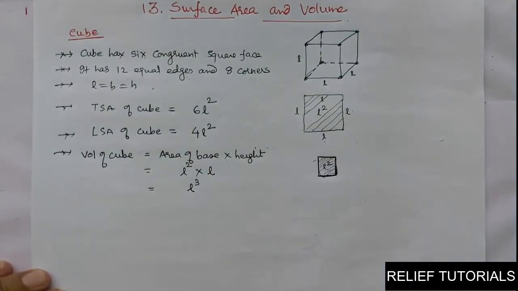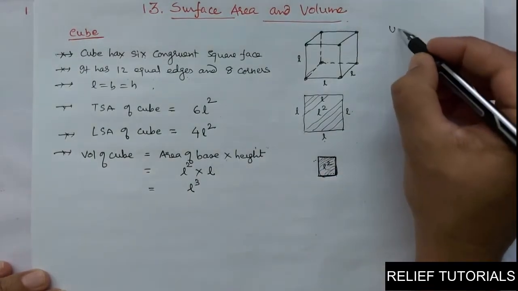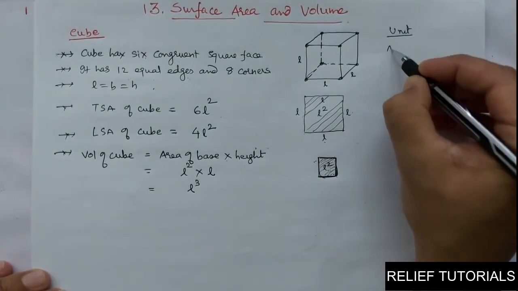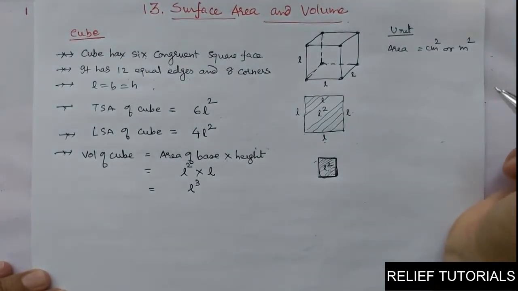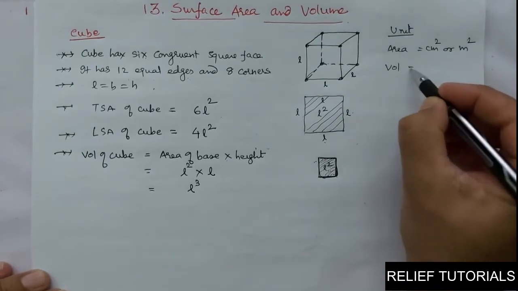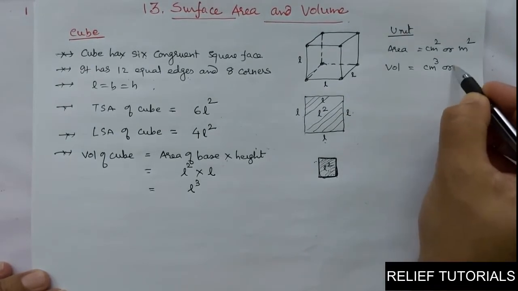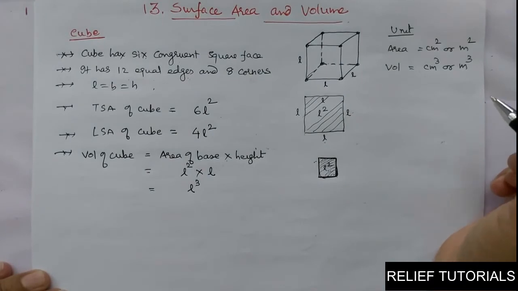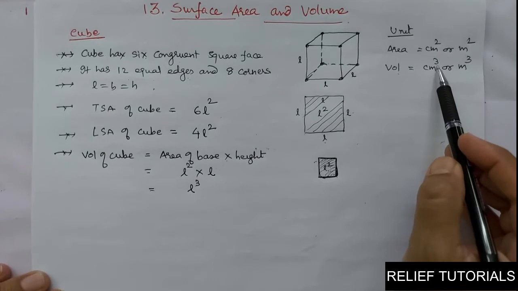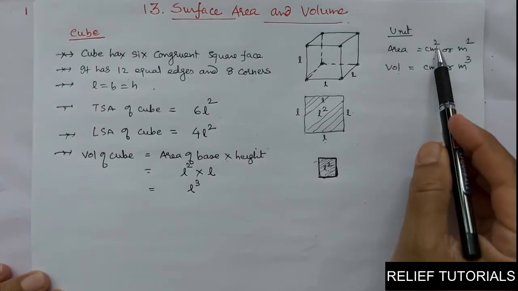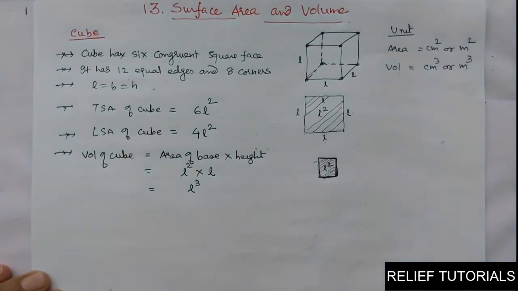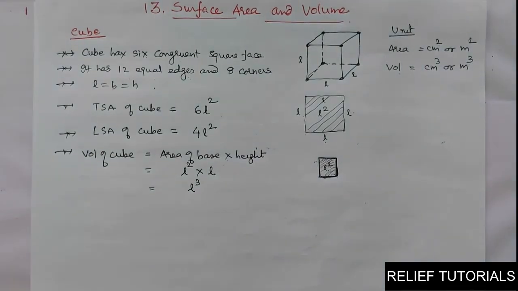So volume of a cube, and you know the unit of area is centimeter square or we can say meter square. But unit of volume is centimeter cube or meter cube. Have you got it? So unit of volume is cubic centimeter, cubic meter, and unit of area is centimeter square and meter square. So we got here about the cube. Clear?